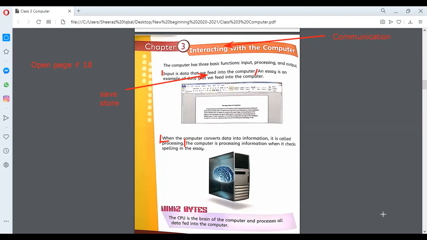So the line is saying when the computer converts data. There is a word convert. What does convert mean? Convert means to change something from one thing to another, or to make something from one thing to another. Convert means to change. When the computer converts, let me write the meaning, then I will tell you the specification.